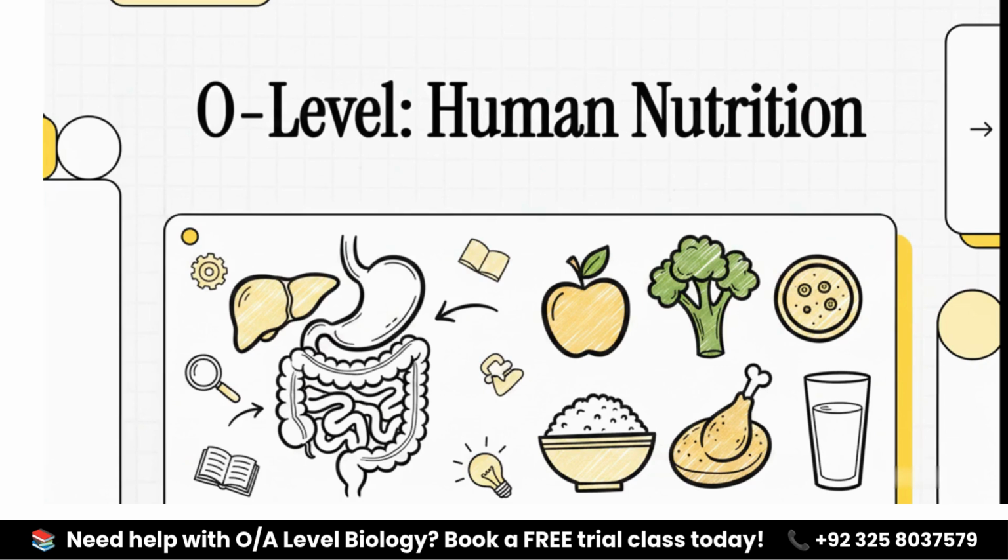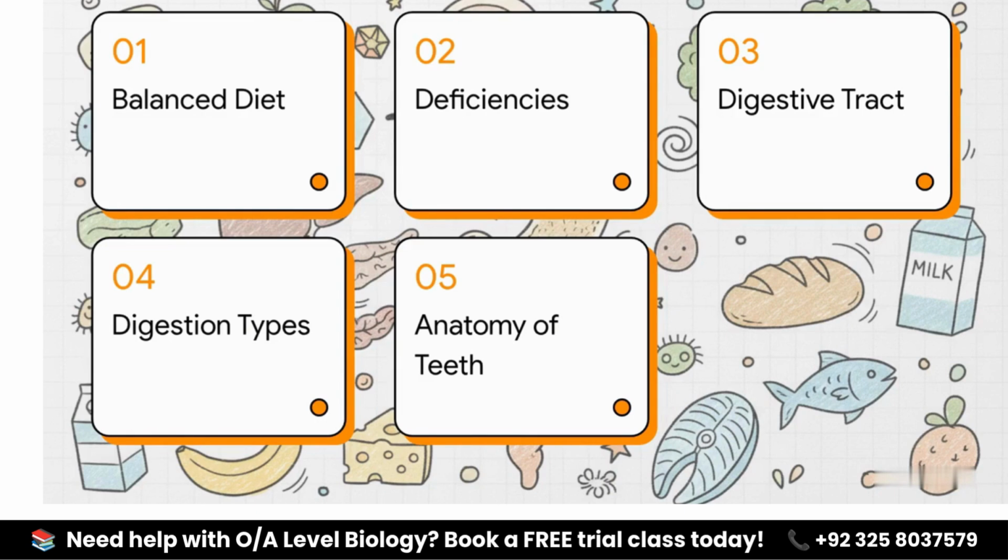Let's get started. Okay, let's dive into this. Here is our map for today. We'll start with the essentials of a balanced diet, move into nutritional deficiencies, map out the digestive tract, break down physical and chemical digestion, and finally, look at the anatomy of teeth.